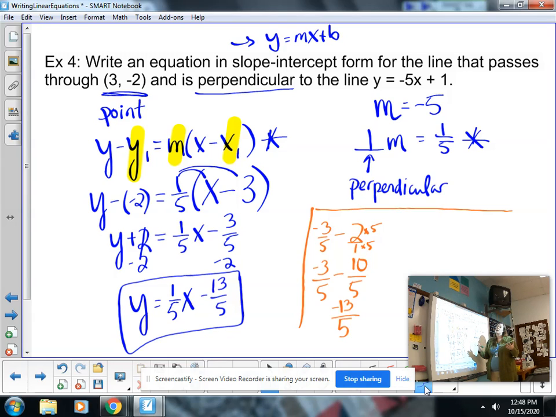Parallel, you would do the same type of process. The only difference is instead of changing the slope to be a negative reciprocal, you would use the identical slope from the equation that was given.